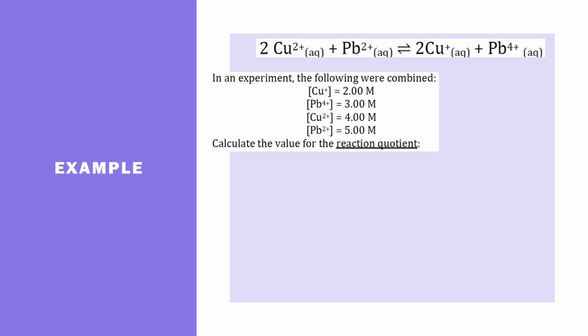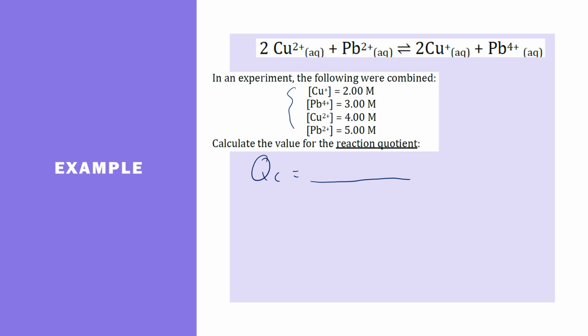And so we have this reaction between copper 2 plus ions and lead 2 plus ions to form copper 1 plus ions and lead 4 plus ions. And they give us these values for an experiment. They don't tell us that it's at equilibrium, so they want us to find the value of the reaction quotient. So we need to write the QC expression. It's in concentration and it's not at equilibrium necessarily.